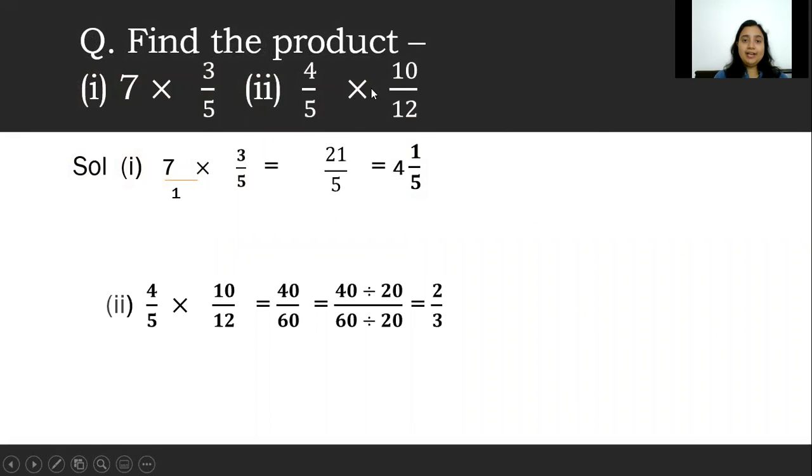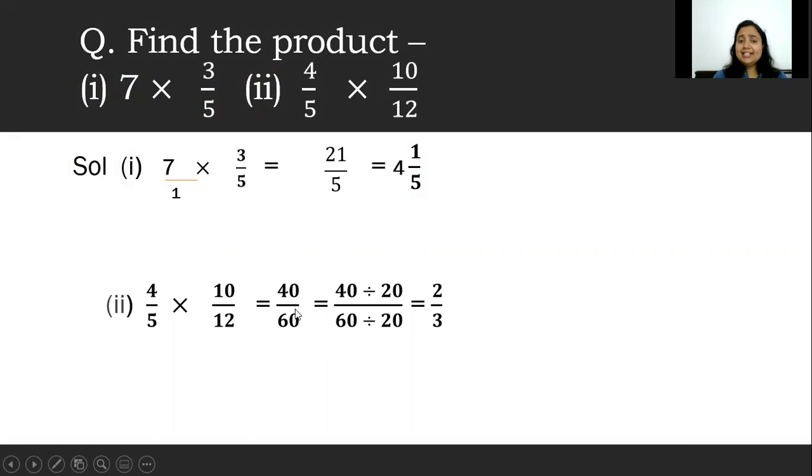4 divided by 5 multiplied by 10 divided by 12. Okay. So just first multiply numerator to numerator. 4 tens are 40. 5 twelves are 60. Right? Remember, we will multiply numerator to numerator and multiply denominator to denominator. We can only divide numerator to denominator. That we will do now.